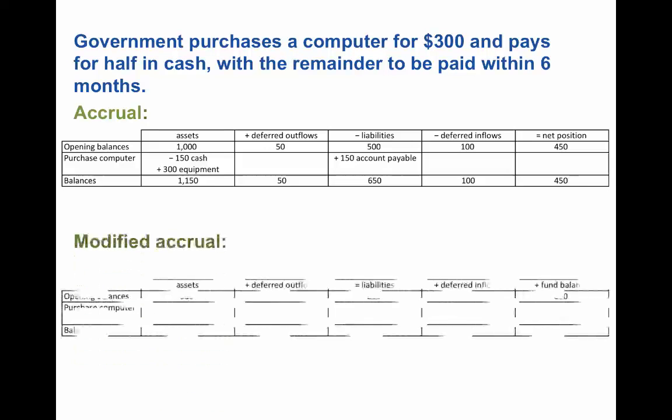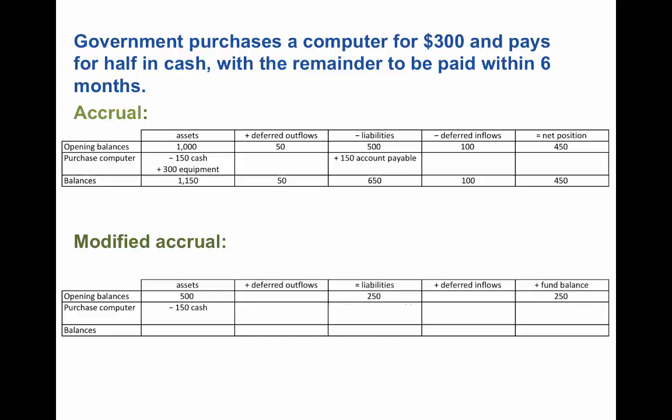Under modified accrual, the transaction starts off the same. There's $150 less in cash, and they have a $150 account payable. That's how the government financed the purchase of the computer. But under modified accrual, they don't report capital assets, so there's not going to be a plus $300 in equipment here. What there is, is a capital expenditure. There has been an outflow of $300 in current financial resources, half of it cash and half a short-term promise to pay, and that reduces the fund balance of the government. In this case, it actually makes it, at least temporarily, a negative fund balance.